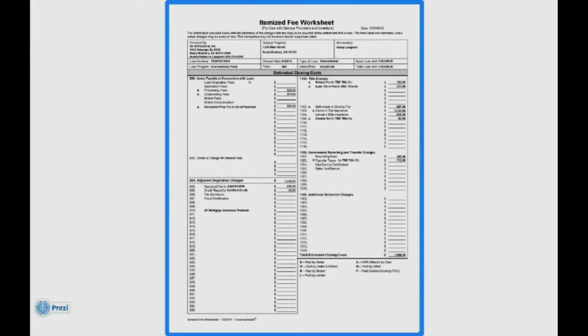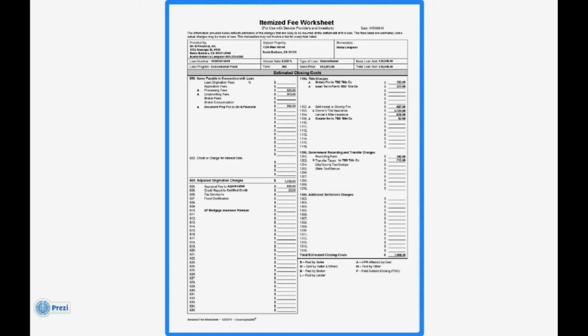The document we want to focus on today is the itemized fee worksheet. We provide this document to help delineate the fees and costs associated with your new loan. In conjunction with the good faith estimate, also known as the GFE, it works to provide you details of your transaction. Please note that the good faith estimate is a federal disclosure required on all mortgage applications.